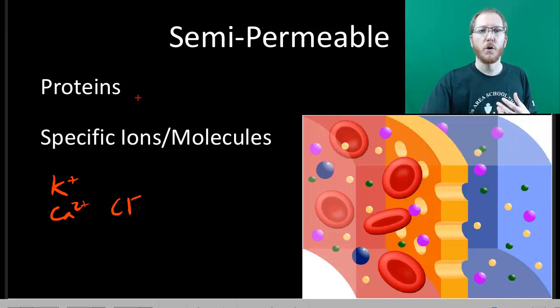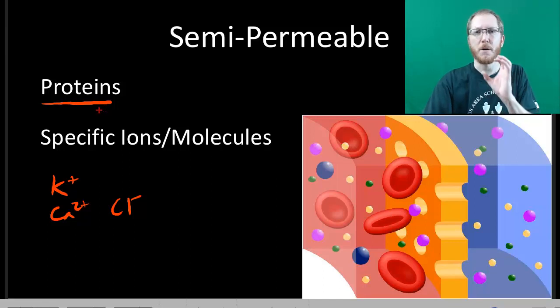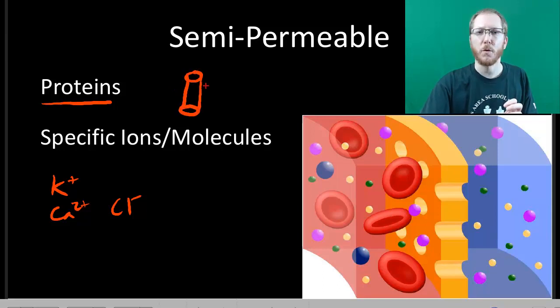And so one of the ways to go about this is going to be proteins. And so we're going to focus on these proteins that are embedded in the membrane, kind of like a door or a gate to the fence, that will allow specific things in. So each of these proteins will act like a gate or a channel. You can think of them as tubes that perforate the actual membrane.